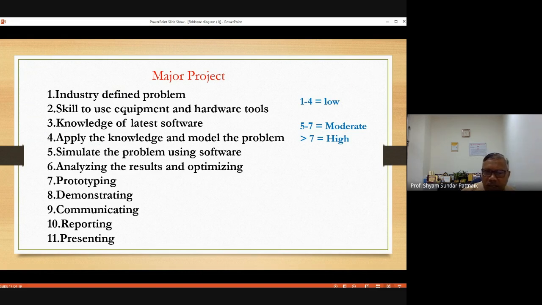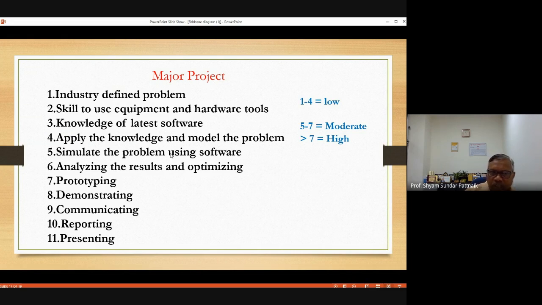Then once the person is in a position to model the problem, he should be in a position to simulate that using the software. So basically, apply the knowledge of the software and simulate the problem to create the data. Once you simulate the problem, the data is created, then it requires your analysis and interpretation.